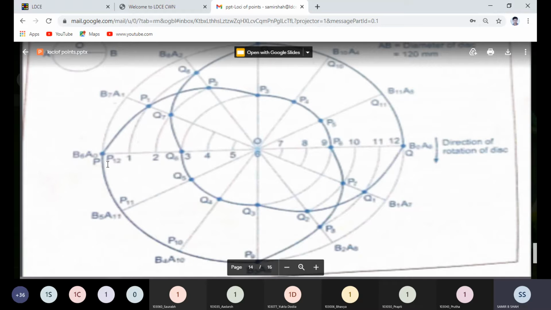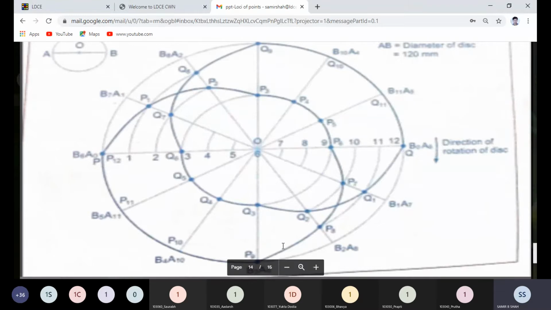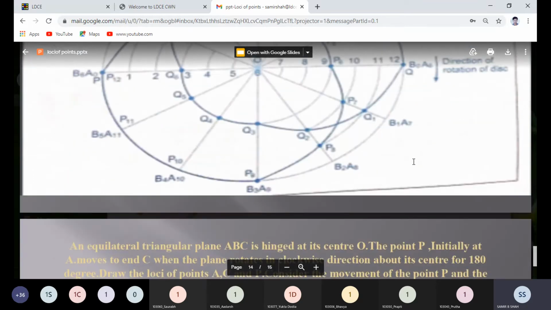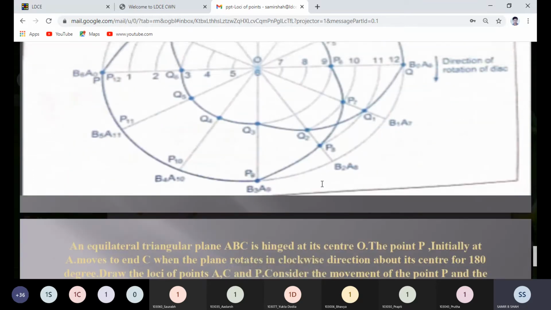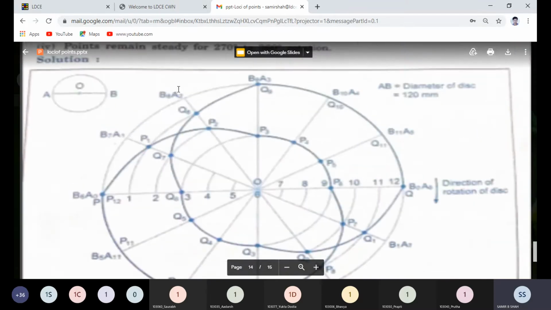Okay, so based on that, this is A1, A2, A3, A4, A5, A6, A7, A8, A9, A10, 11, and 12. Same way, here we mentioned B0, so B1 starts from here. B1, B2, B3, B4, B5, B6, B7, B8, B9, B10, B11, and B12. Okay, the direction of the disc is clockwise, as given to us.